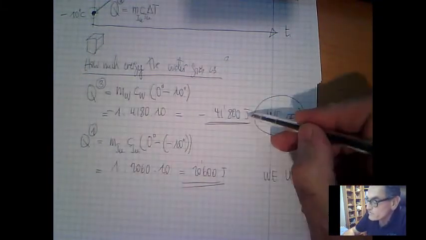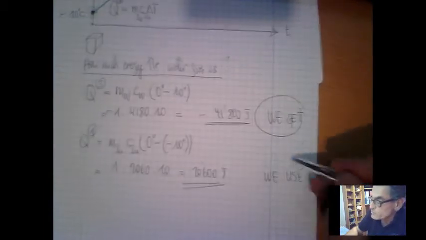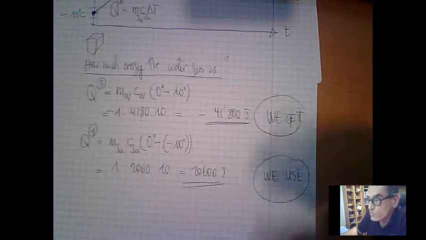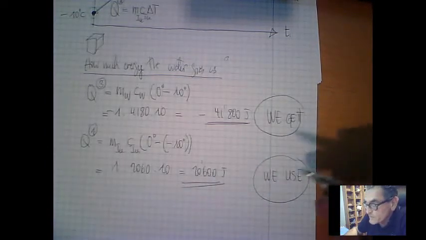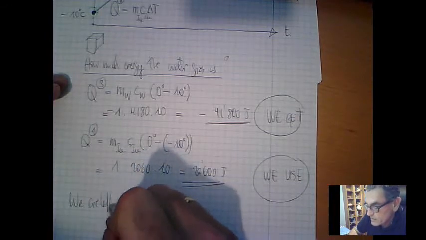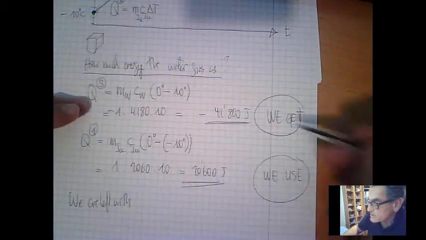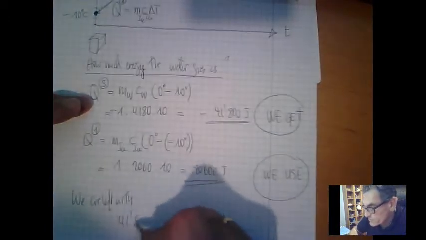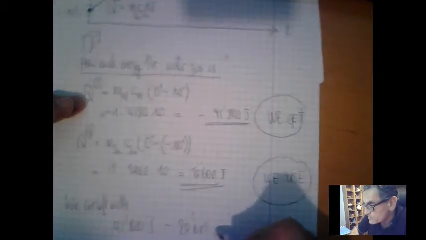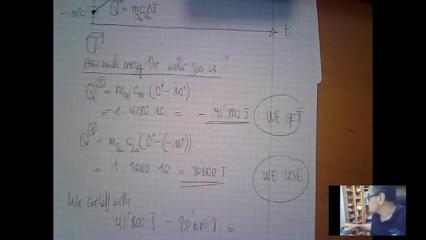So we get 41,800 joules from the water. We use 20,600 joules to warm up the ice. Okay, so we are left with 41,800 joules minus 20,600 joules. And this you can compute. And how much is that?